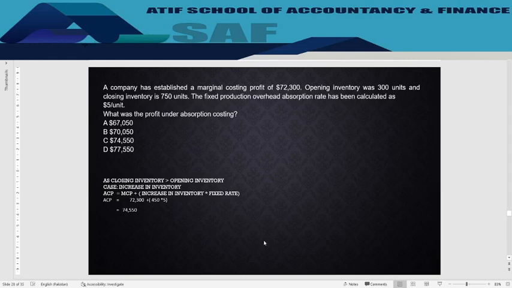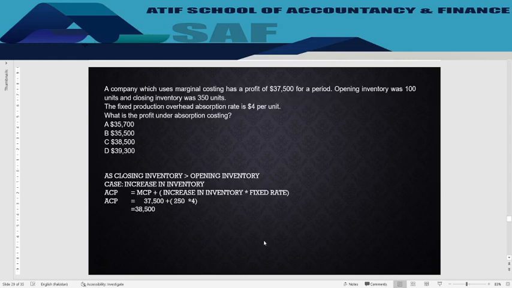Next MCQs, a company which uses marginal costing has a profit of $37,500 for a period. Opening inventory was 100 units and closing inventory was 350 units. The fixed production overhead absorption rate is $4 per unit. What is the profit under absorption costing? Again, in case of an increase in inventory level, the formula would be ACP is equal to MCP plus increase in inventory into fixed rate.